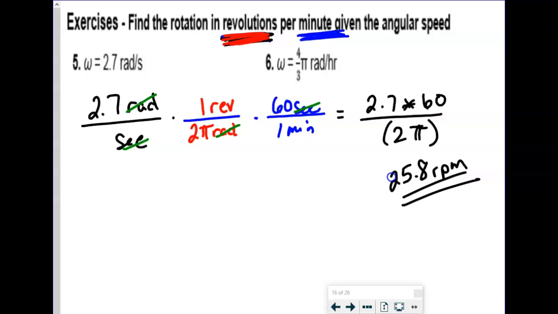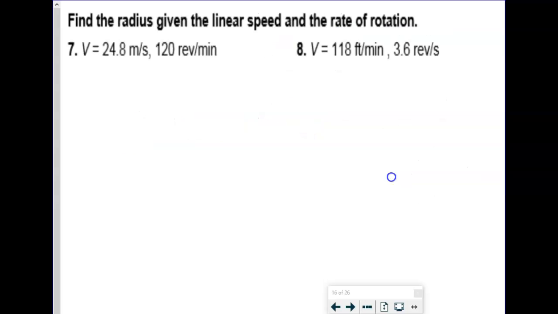Okay. So I'm going to skip 6 for the sake of time, but we're going to keep on going here. Let's look at number 7. So they want me to find the radius. This is an unusual question, but I could see something in real life like maybe wanting me to find radius. Here's the problem though. This is a backwards question.